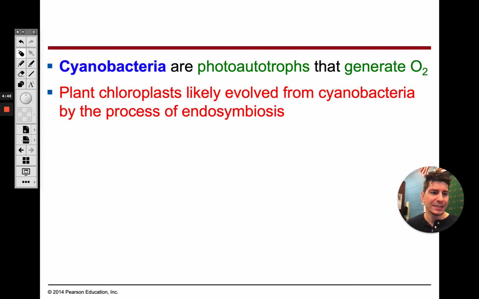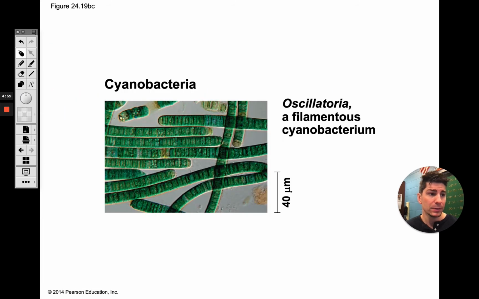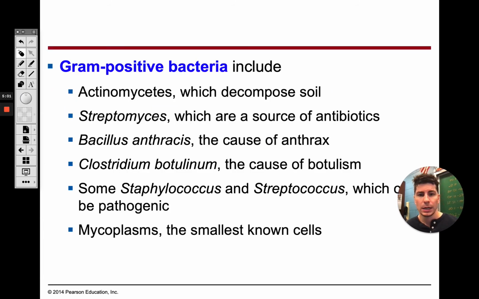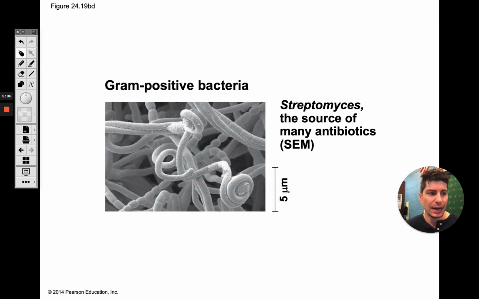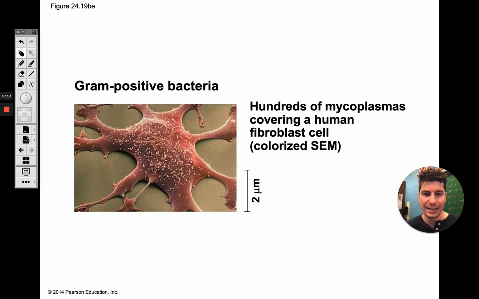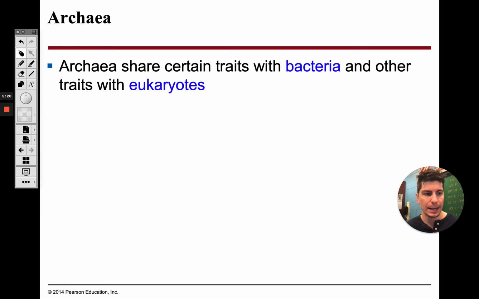Next one we already talked about, cyanobacteria. These are our early photoautotrophs. They generate oxygen. This is what helped the oxygen levels get to where they are today. There's also going to be some gram-positive bacteria we're going to go over. I'm not going to harp on these too much, but there's a gram-positive bacteria, and here's another one. These are taken with scanning electron microscopes. Okay. Now, if we were to stain them, we would see that they would be a purple color.